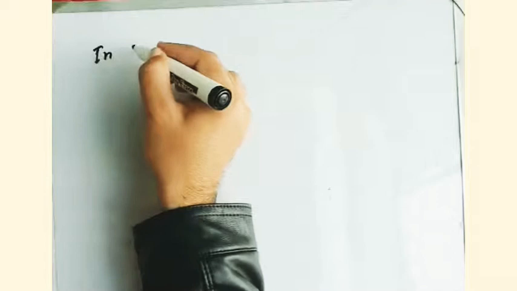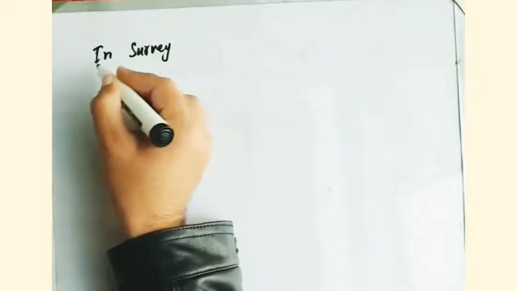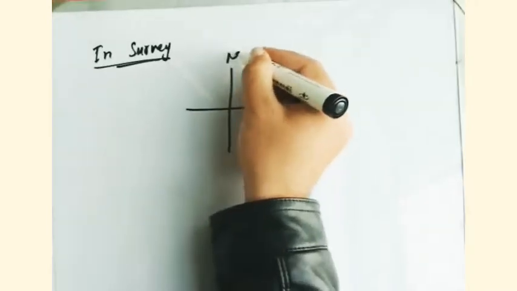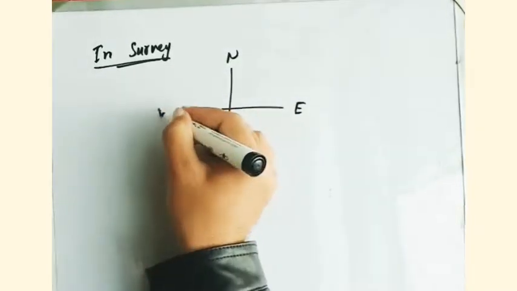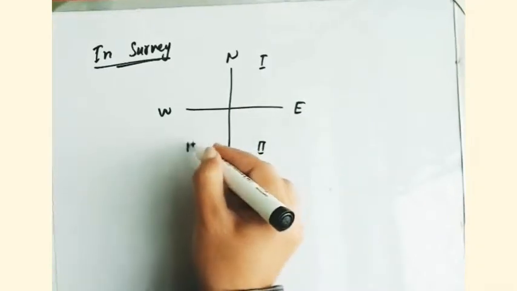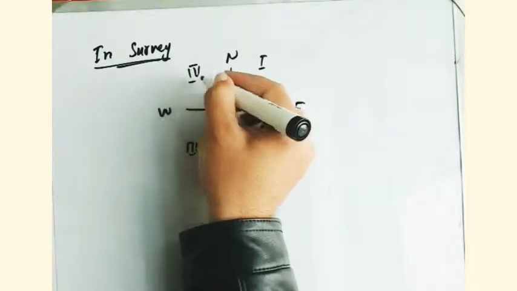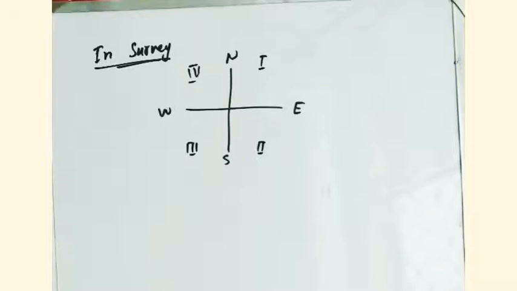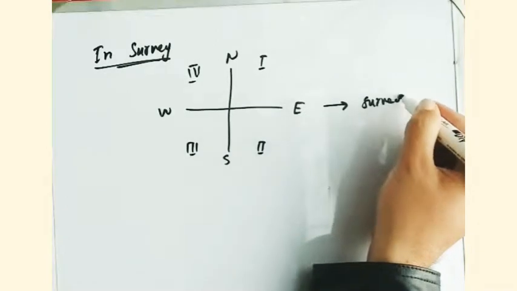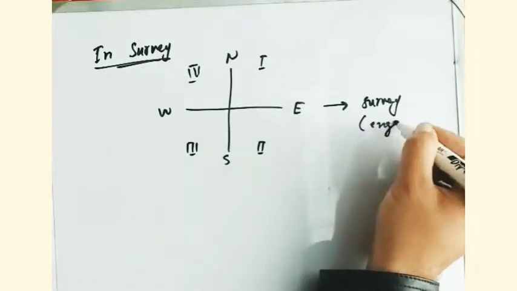In survey, we have north, south, east, and west. That is the first quadrant, second quadrant, third quadrant, and fourth quadrant. That is in the survey engineering field.